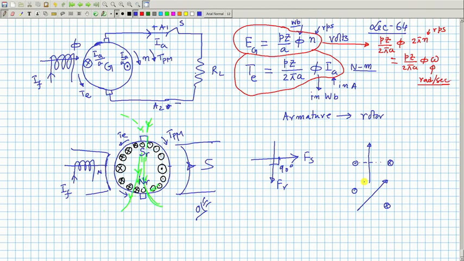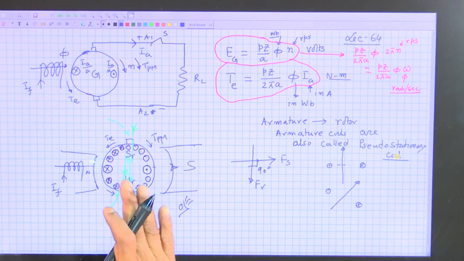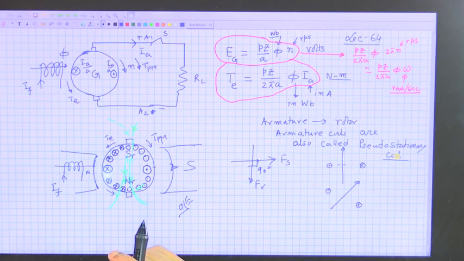That is why the armature winding, armature coils, are also called pseudo stationary coils. What is a pseudo stationary coil? The coil is really moving, but so far as the magnetic field is concerned, it is as if stationary. And who is behind all these things? Why is this happening? It is the commutator segment and brush arrangement.